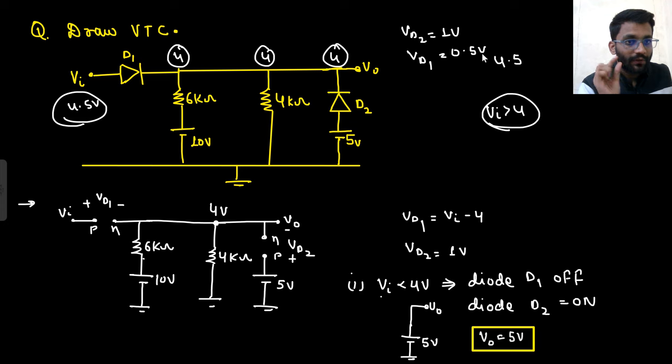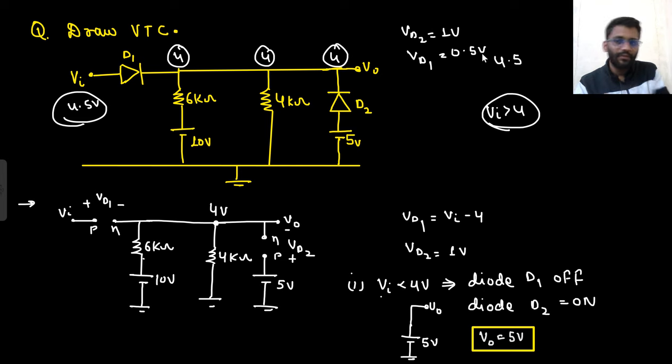So, can you turn on D1 directly? No. First, who will turn on? D2 will say, I have the more forward bias potential, so I am the boss. So first, D2 will turn on. And based on that circuit, we will decide the condition for D1. Are you getting this point? The one who has the more potential will be the boss.